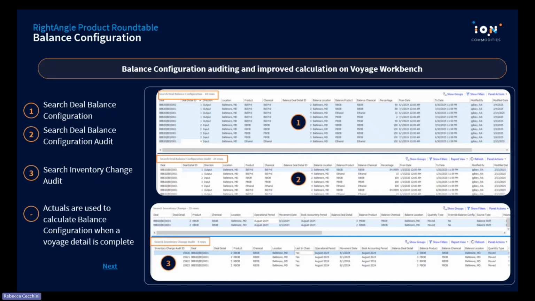And as part of this work, we also enhanced the voyage workbench. So when you have actuals on your voyage details, and your voyage detail is marked complete, we use the actual quantities rather than planned quantities to calculate that balance configuration. You can also specify whether you want that to be done using mass or volume on that voyage header.